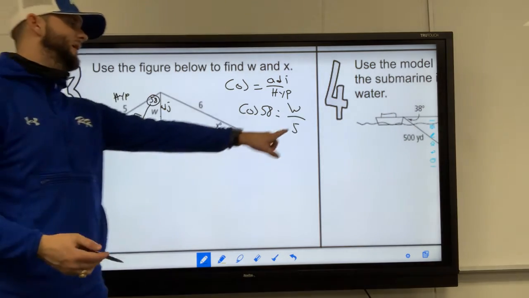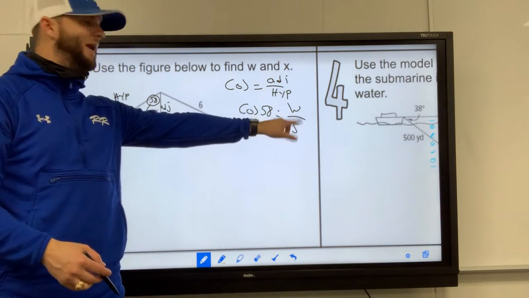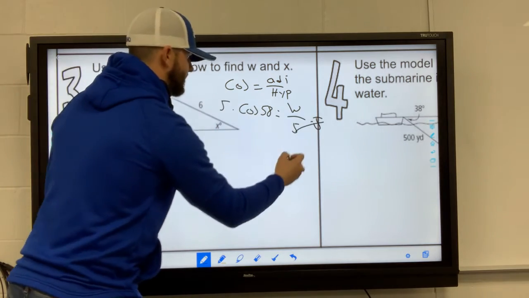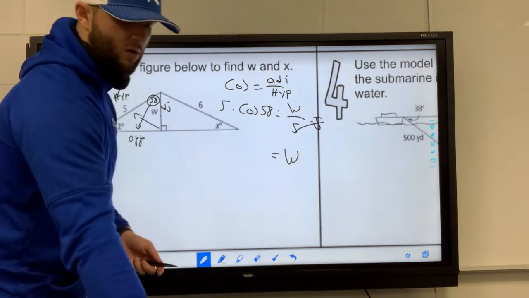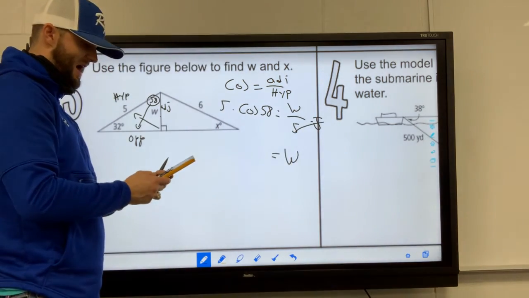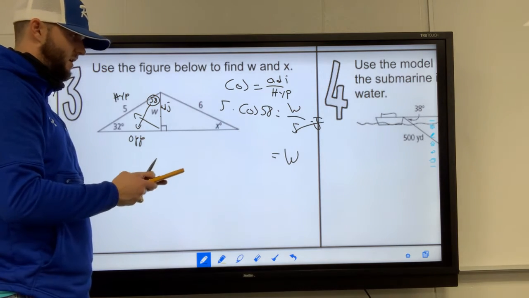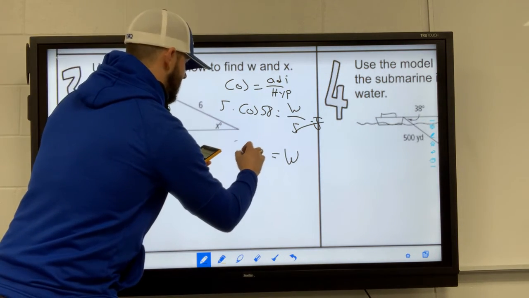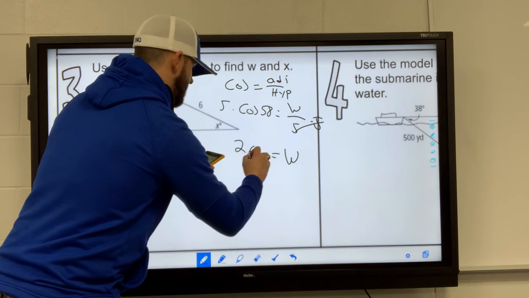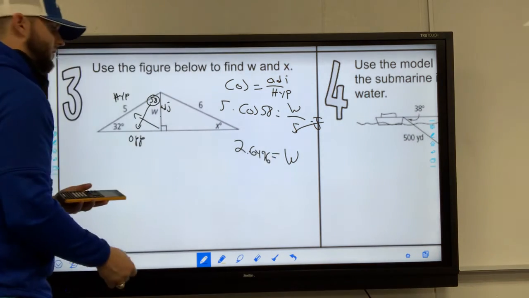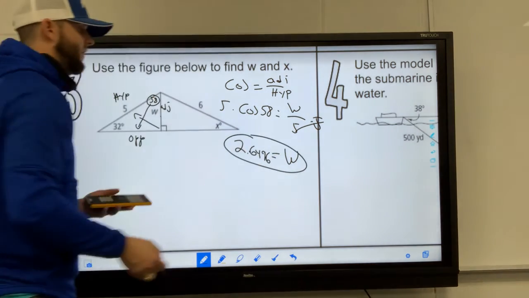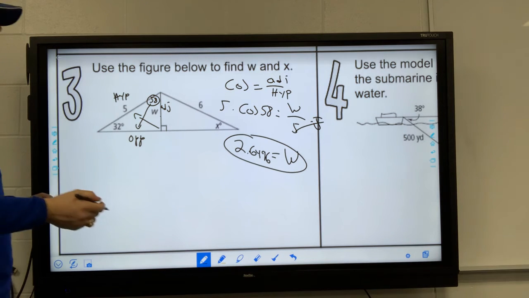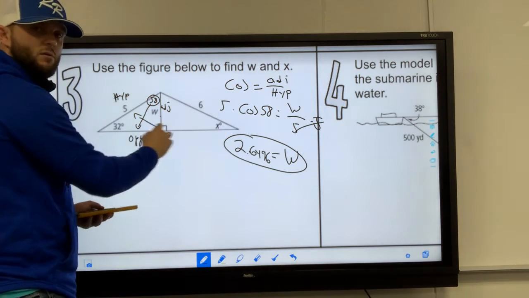So right now I'm trying to get W by itself, so I'm dividing by 5, so that means I need to multiply by 5 on both sides. And then in my calculator or on your computer, you're going to do 5 times the cosine of 58. And when you click that enter button, you should end up getting 2.6496. So ladies and gentlemen, the W value is going to be that right there, okay? And so now, I now have my W.